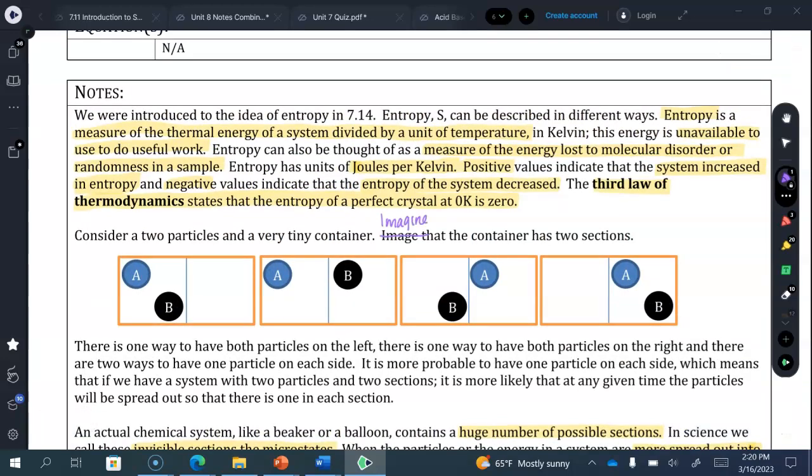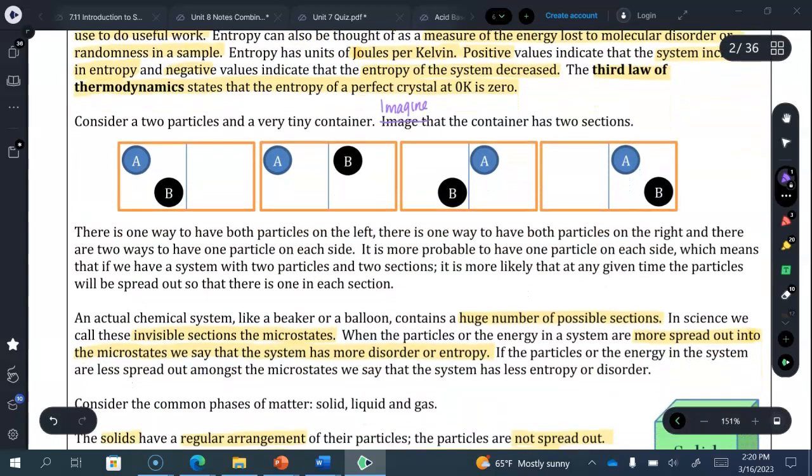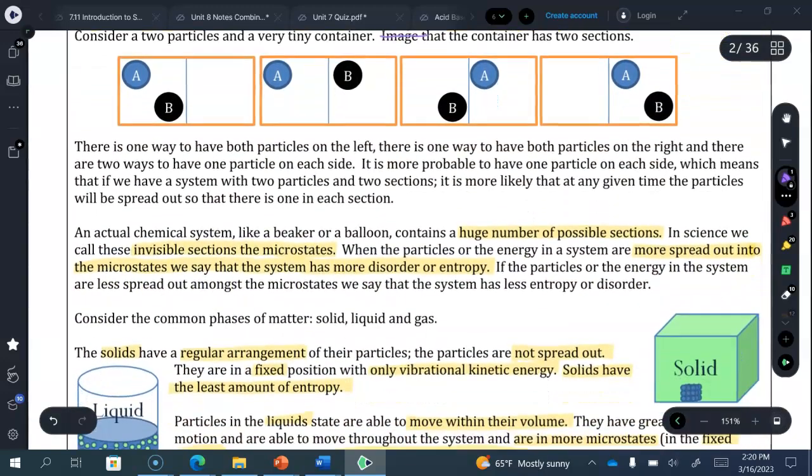Imagine that the container has two sections. There's one way to have both particles on the left, and there's one way to have both particles only on the right. There are two ways to have one particle on each side. So it is more probable to have one particle on each side because that's got greater entropy, and that's more favorable energetically, which means that if we have a system with two particles in two sections, it is more likely that at any given time the particles will spread out so that there is one in each section.